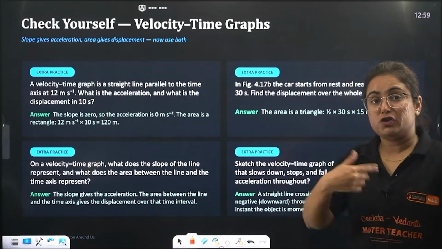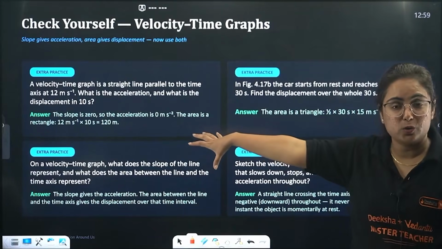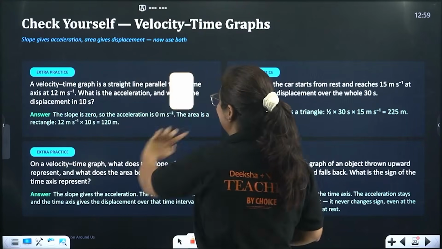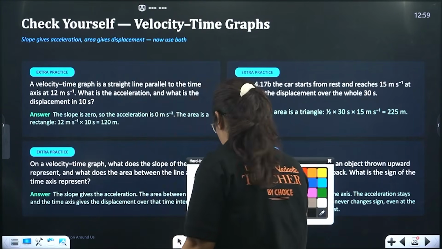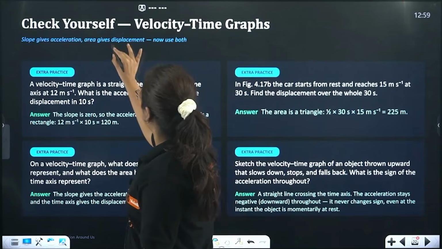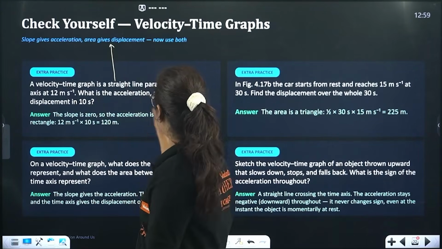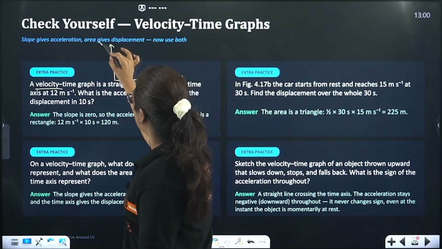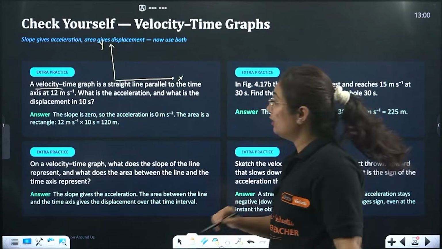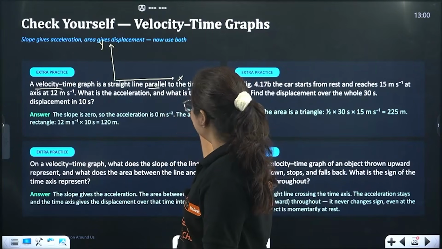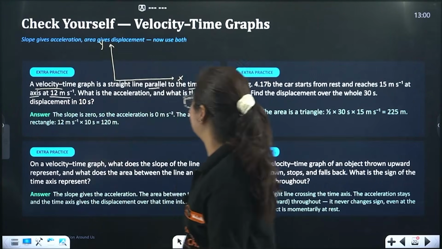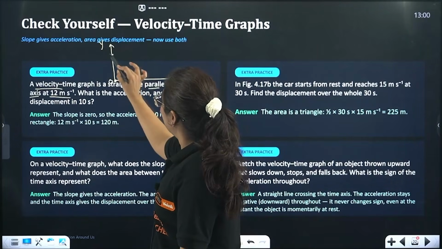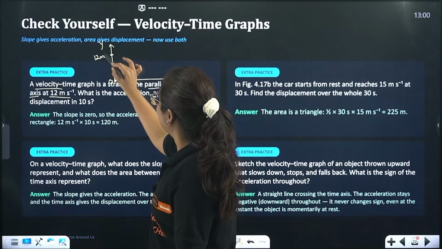Okay? Now we have to check ourselves more, did we get the graphs of motions or not. Right? First question. A velocity time graph is a straight line parallel to the time axis. So beta, with the help of the graph, this is the velocity, because the question says velocity time graph, and this will be the time on the x-axis and velocity on the y-axis. Now the question says that, beta, it is parallel to the time axis at 12 meter per second. So when it was at 0, the point of origin, the velocity of the object was 12 meter per second.